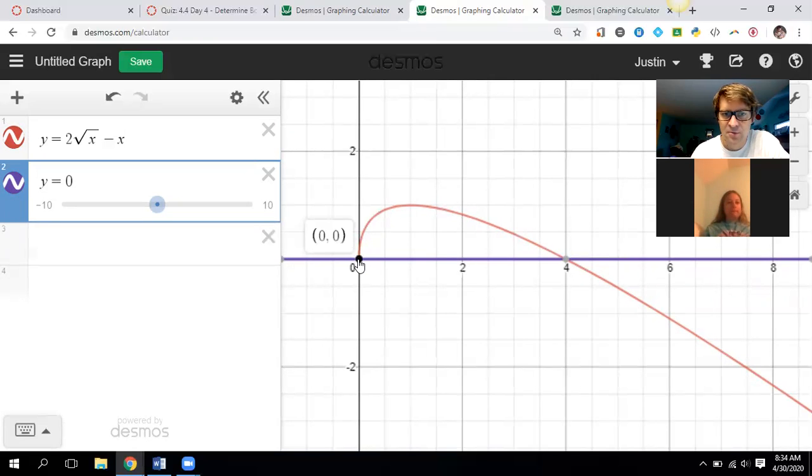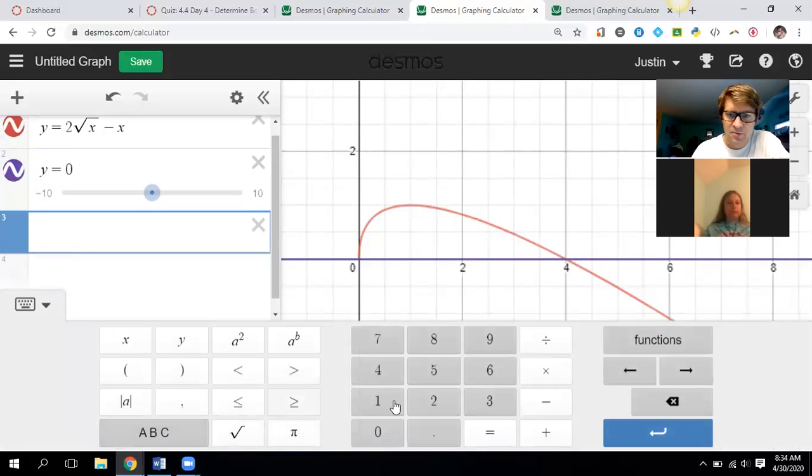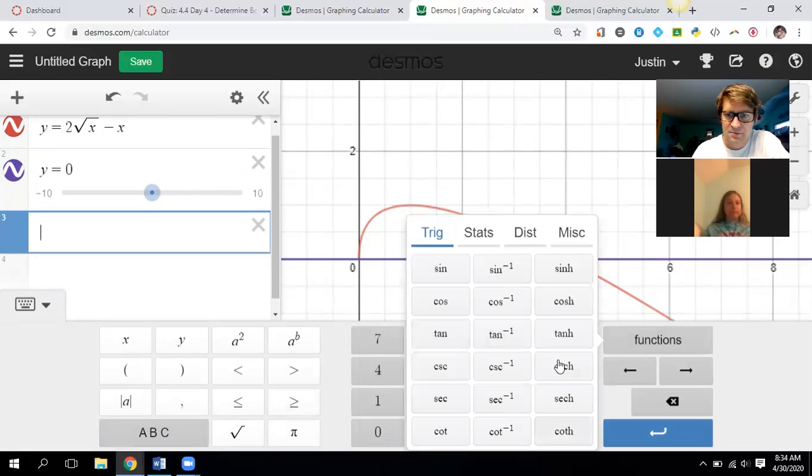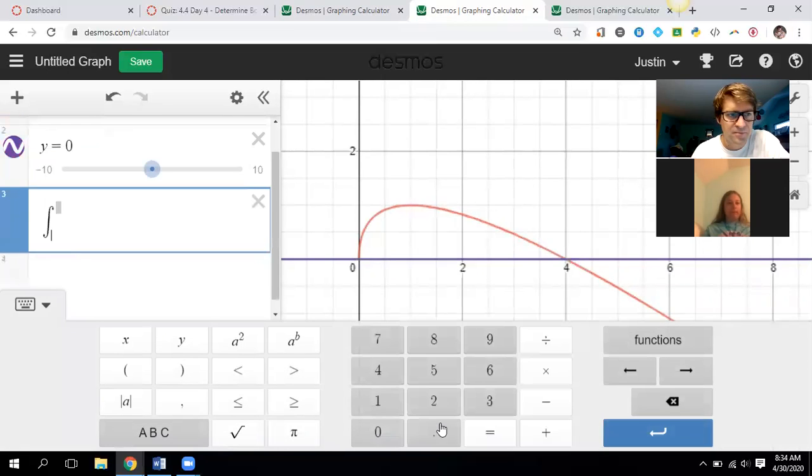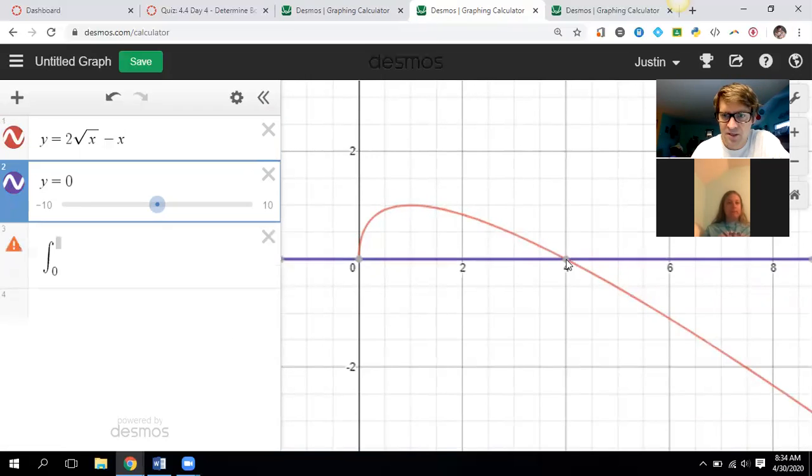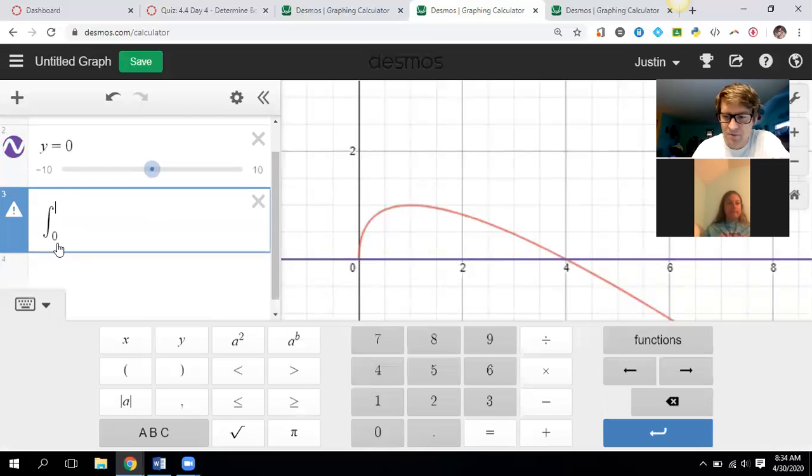We just need to know where does it start, which is at 0, and where does it stop, which would be at 4. So if we were going to do the integral, we'd take out the integral function here. I'm going to do this the right way the first time. Our starting point is at 0. This is where the graphs first touch. And then the next point where they touch is 4.